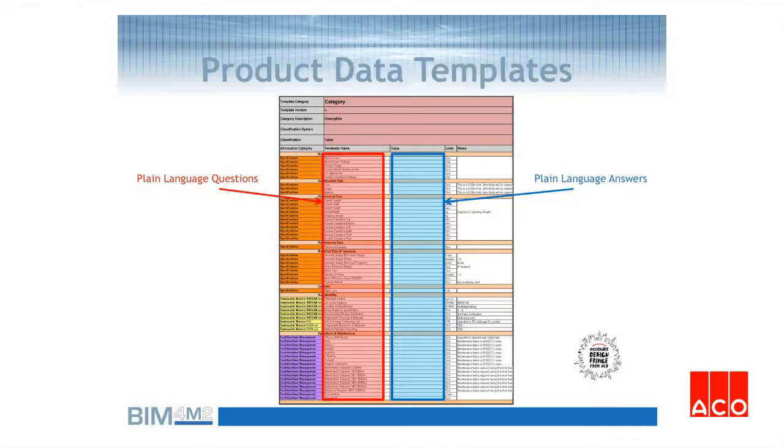How am I going to do it? Very easily. It asks plain language questions and it wants plain language answers. What's a plain language question? How long is the product? How high is the product? Even I can answer those. Okay, so as I say, it's simple. So my answers are, my product is so long, so high, so deep.